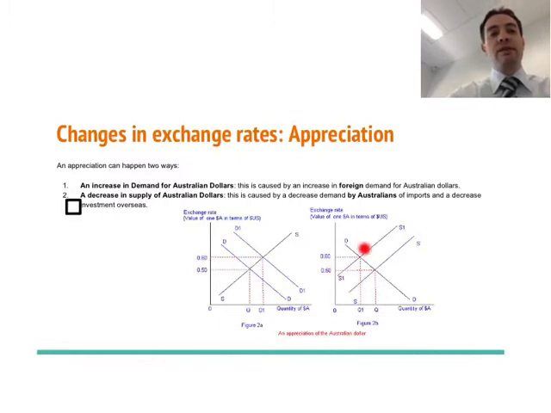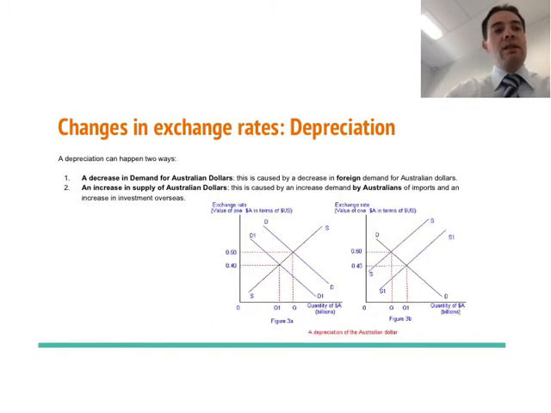So there's only two reasons why the Australian dollar would appreciate: an increase in demand for Australian dollars and a decrease in the supply of Australian dollars. And that leads us to a depreciation in the Australian dollar, which is a decrease in value of the Australian dollar. Vice versa, there's only really two reasons for a depreciation of the Australian dollar. It's a decrease in demand for Australian dollars and an increase in supply of Australian dollars.